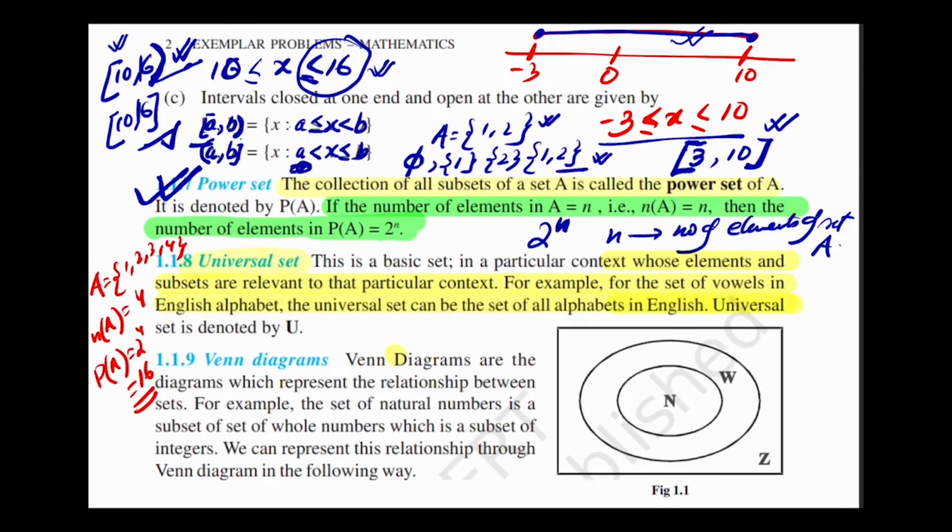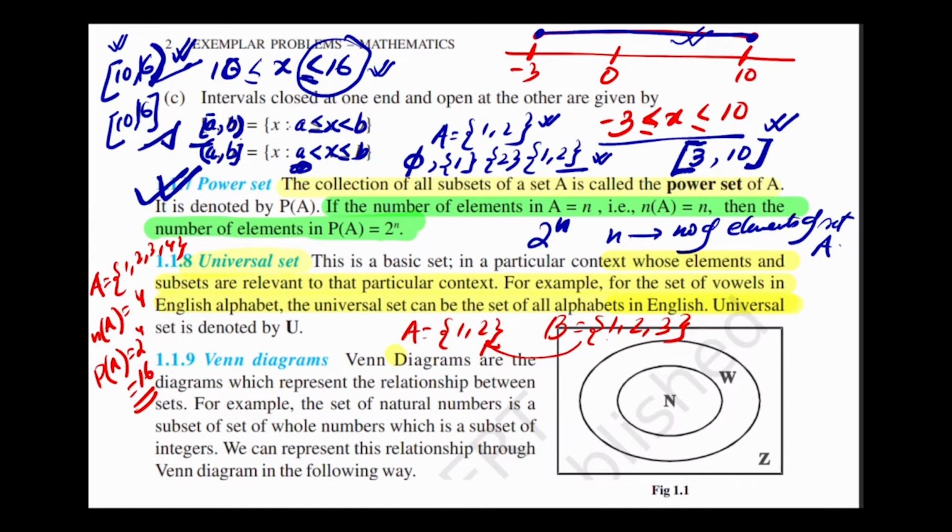Let's say we have taken a set A which contains two elements, 1 and 2, and a set B which contains 1, 2, 3. This set B can act as a universal set for A, because whatever elements A can contain, B contains, and it has more than that. So a universal set is a set containing each and every element of the sets under consideration. Universal set is pretty simple.